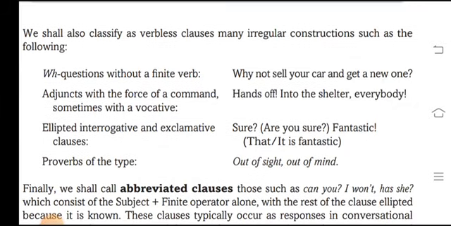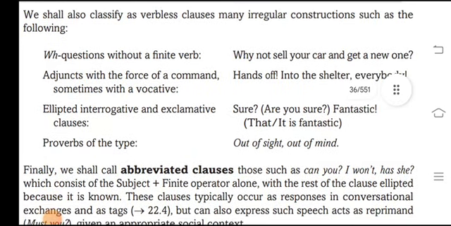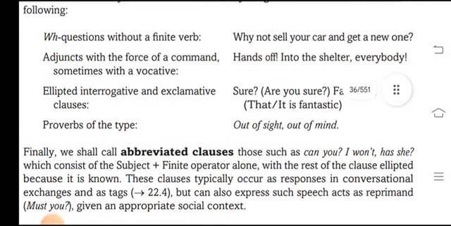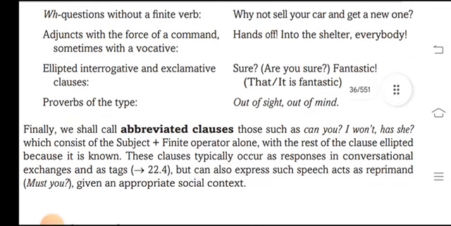We shall also classify as verbless clauses many irregular constructions, such as the following: WH questions without a defined verb, adjectives with the force of a command, and sometimes vocatives, and the elliptical interrogatives and exclamatives clause.